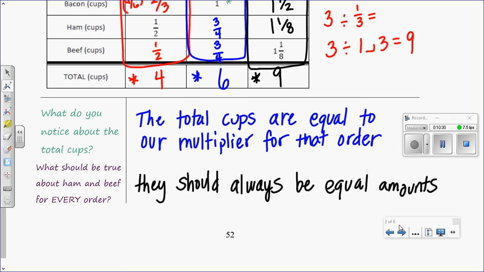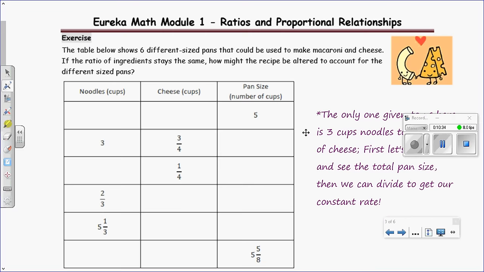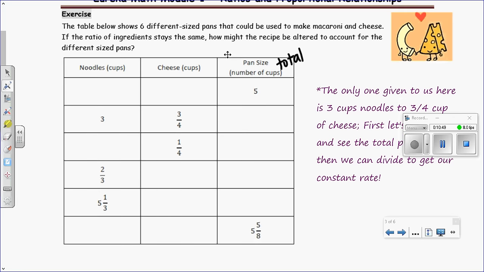Okay, let's move on to the next exercise. This one's a little different because we not only have a mac and cheese example with cups of noodles and cups of cheese, it then says the pan size, the number of cups total. So what this is saying is there's 6 different pan sizes to be used to make the macaroni and cheese. If the ratio stays the same, how might the recipe be altered to account for the different pan size?